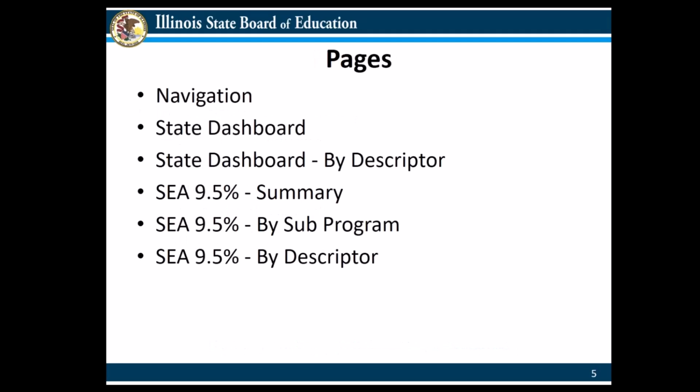There are 6 pages within the dashboard that allow users to visualize different types of data related to ESSER spending. The navigation page is the home page of the dashboard that describes the purpose of the dashboard. There are 2 state dashboard pages that give an overview of all ESSER funds, including details about the 90% of ESSER funds distributed directly to local education agencies in accordance with the federal Title I formula. There are 3 SEA 9.5% pages that provide more detail about Illinois' use of state set-aside funds.